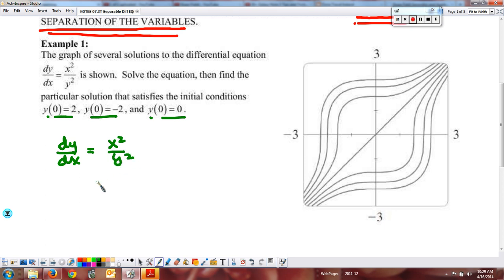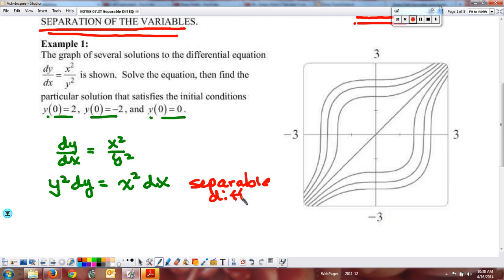Step 1 is to always separate your dx's and your x's and your y's and your dy's. And in general, anytime it's multiplication or division here, it's always separable. I'm going to move the y squared over by multiplying, and then I'm going to move the dx over by multiplying. So you must show this step. This is the step that says we have a separable differential equation, and they must see that on your paper.